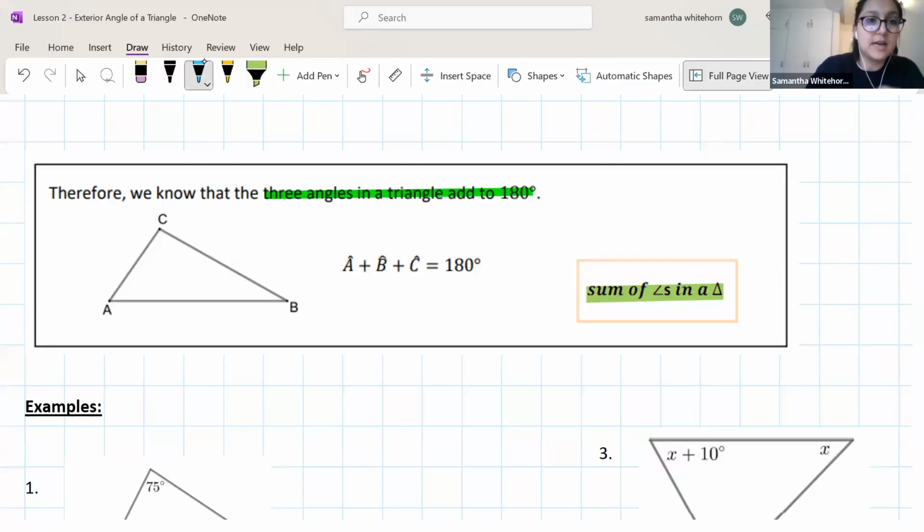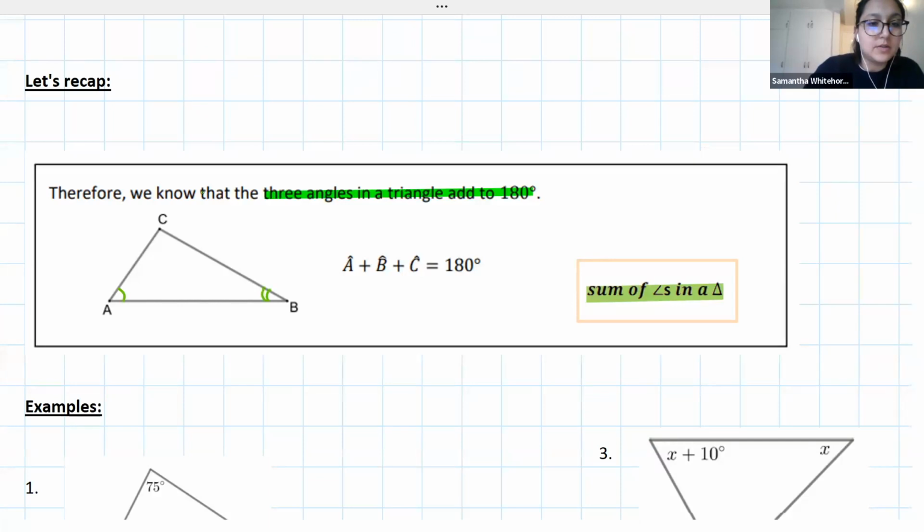So if we have a look at the diagram I've given you here, if we take angle A plus angle B plus angle C, we will get 180 degrees. So that was our first triangle reason that we learned.